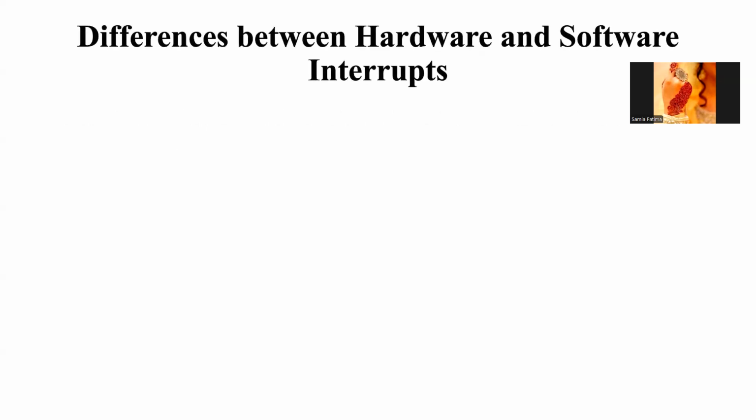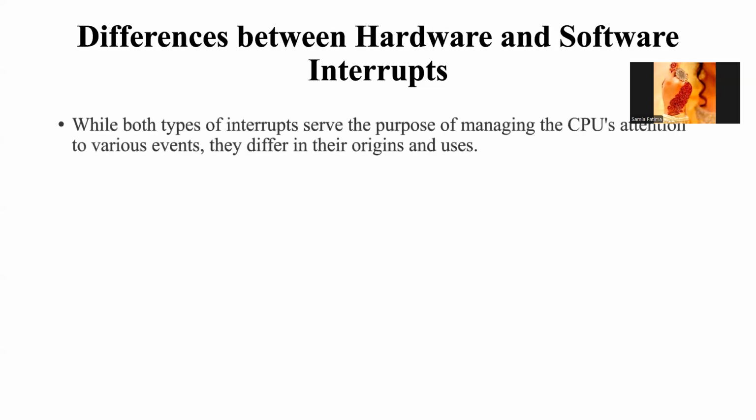Okay, so we know that interrupts are from either hardware or software. Let's look at the difference between them. Hardware versus software interrupts. There are two main interrupts, hardware interrupts and software interrupts, which we are going to talk more about in the next part of the video.